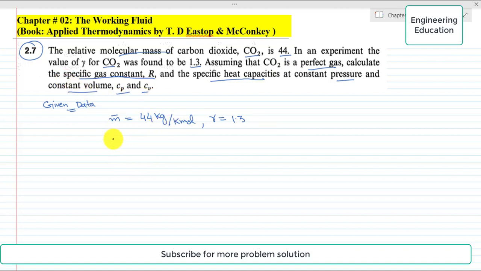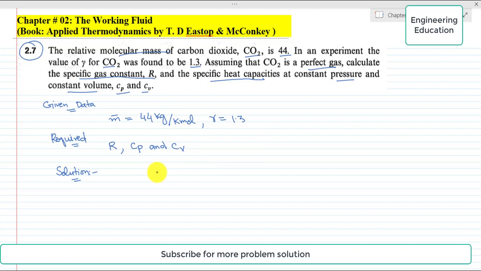And also, we will find three things. First, to calculate the specific gas constant, also called particular gas constant, and the specific heat capacities Cp and Cv. These are specific heat capacities at constant pressure and at constant volume. So coming to the solution, first we will find the value of R.